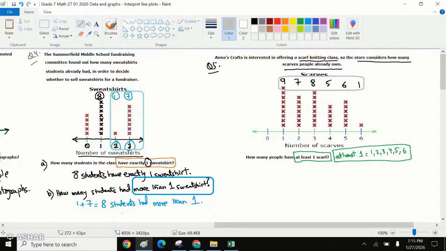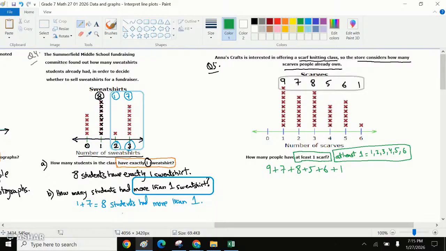At least 1 means 9 people had 1 scarf. 7 people had 2 scarves. It is at least 1, right? If you own 2 scarves, would you be counted inside? Okay. If you have 2 scarves, that means you have at least 1. If you have 6 scarves, that means at least 1 is already there, right? So how many people had at least 1 scarf? That means 9 plus 7 plus 8 plus 5 plus 6 plus 1.